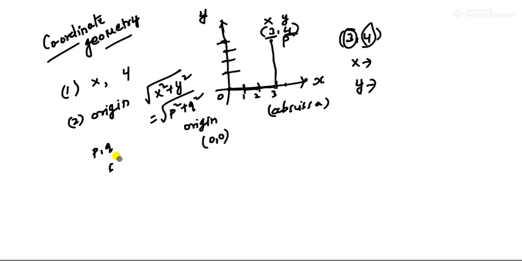If they are s comma t, the formula becomes root of s square plus t square. Okay, this formula is valid only if it is from the origin. Got it? And this is the basic concept.